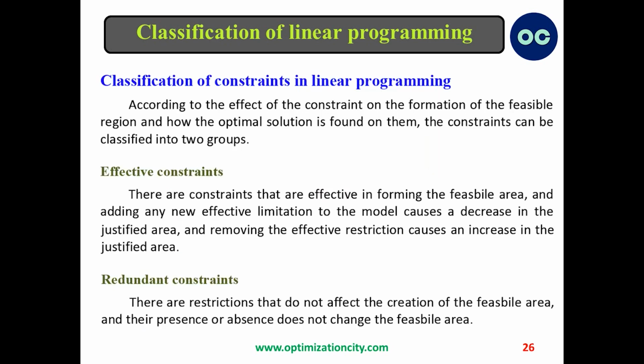Okay, in linear programming, constraints can be classified into two groups based on their effect on the feasible region and the optimal solution. First, effective constraints. These constraints play a critical role in forming the feasible region. Adding any new effective constraint reduces the feasible region, while removing an effective constraint increases the feasible region. Redundant constraints do not impact the formation of the feasible region. Their presence or absence does not alter the feasible region.